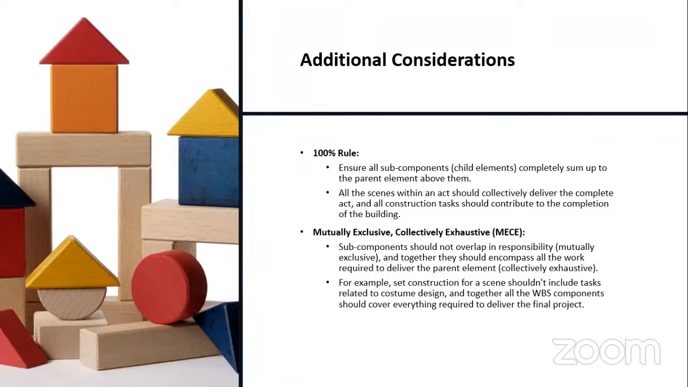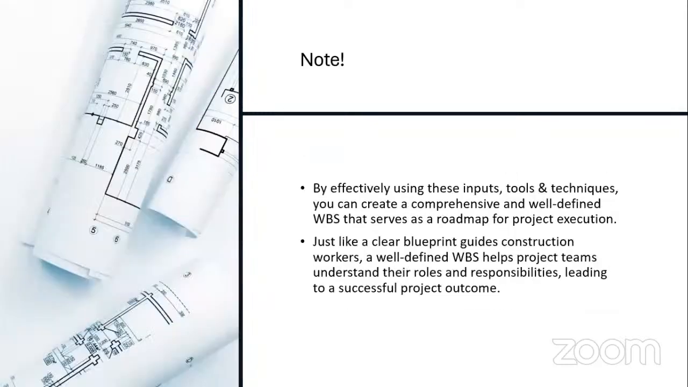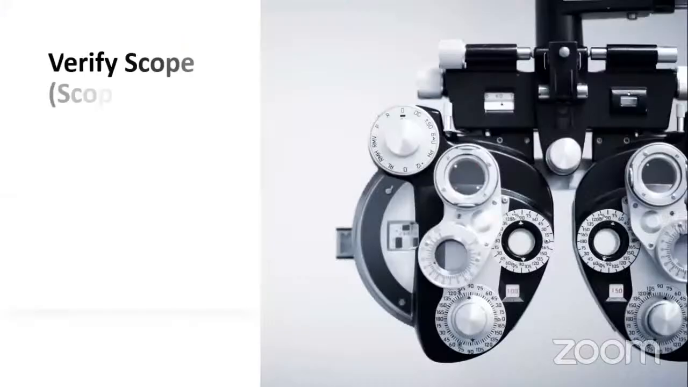Okay, every aspect must have well-defined roles and responsibilities. So there should be no overlap to avoid conflicts. And then they must all encompass their work. They must all come together to give the result of the parent work, or give the totally expected result. Note, just like a clear blueprint guides construction workers, a well-defined WBS helps project teams understand their roles and responsibilities, leading to a successful project outcome.